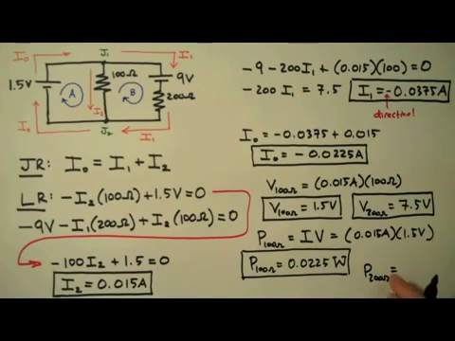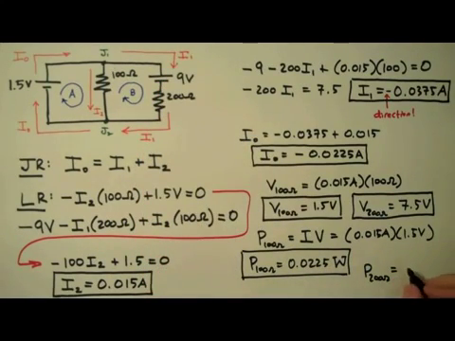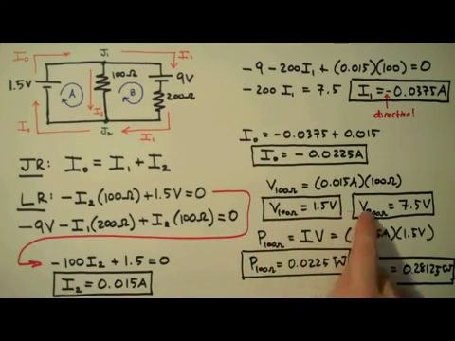And to determine the power dissipated by the 200 ohm resistor, we're just going to multiply the current times its voltage value, which yields 281.25 milliwatts. And I'll box this up. And we're done. So there you have it. The current through, the voltage across, and the power dissipated by resistors using Kirchhoff's rules.